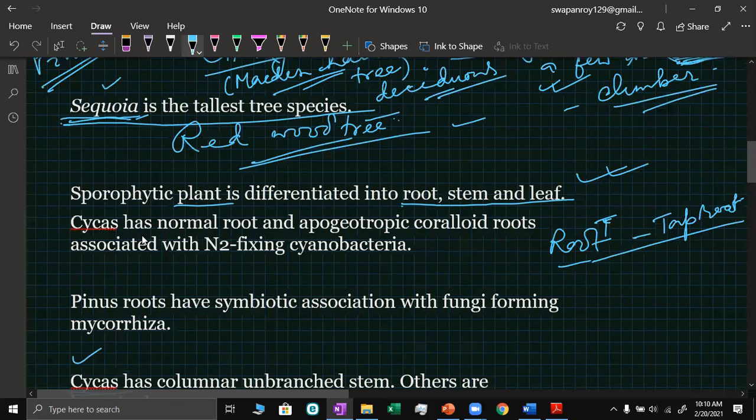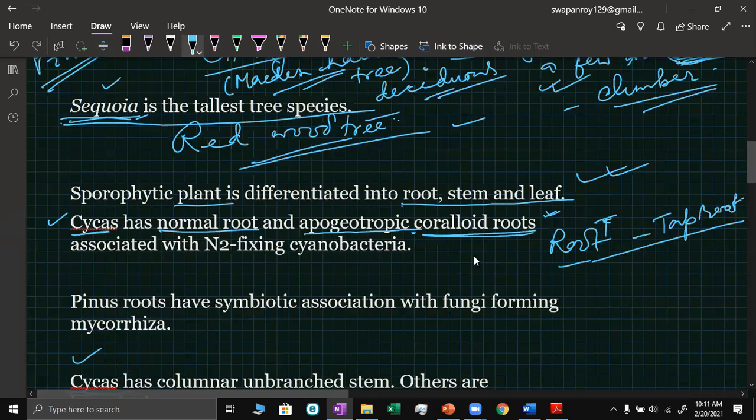Yes, cycas, right? It has two types of root. One is the normal root, the normal taproot, and another one is apogeotropic, that is the coralloid root. Coral, those animals which form from their calcium carbonate portion very much branched and tubular rough structures. Some are very beautiful also, that makes the coral reefs.